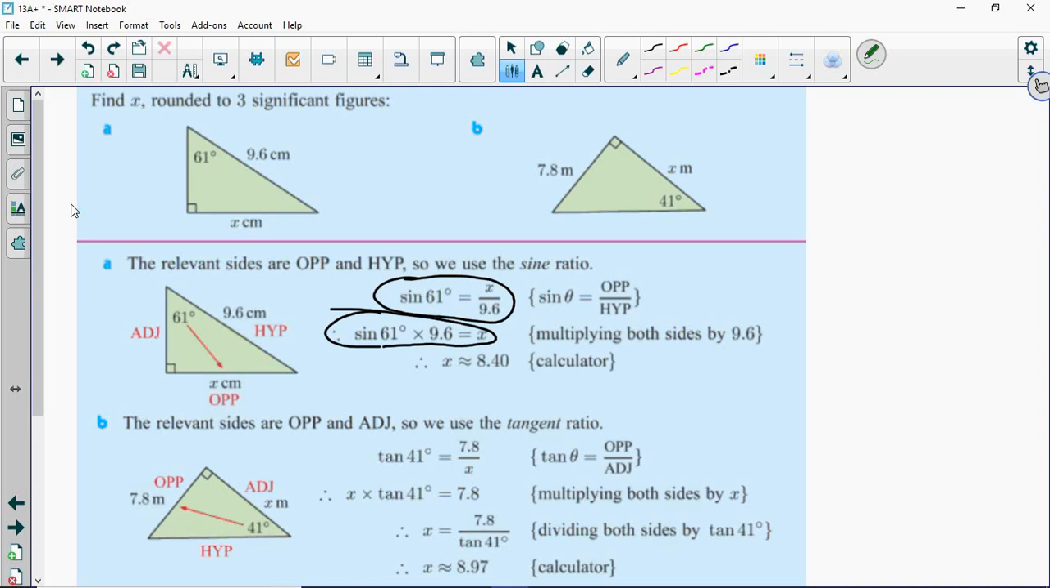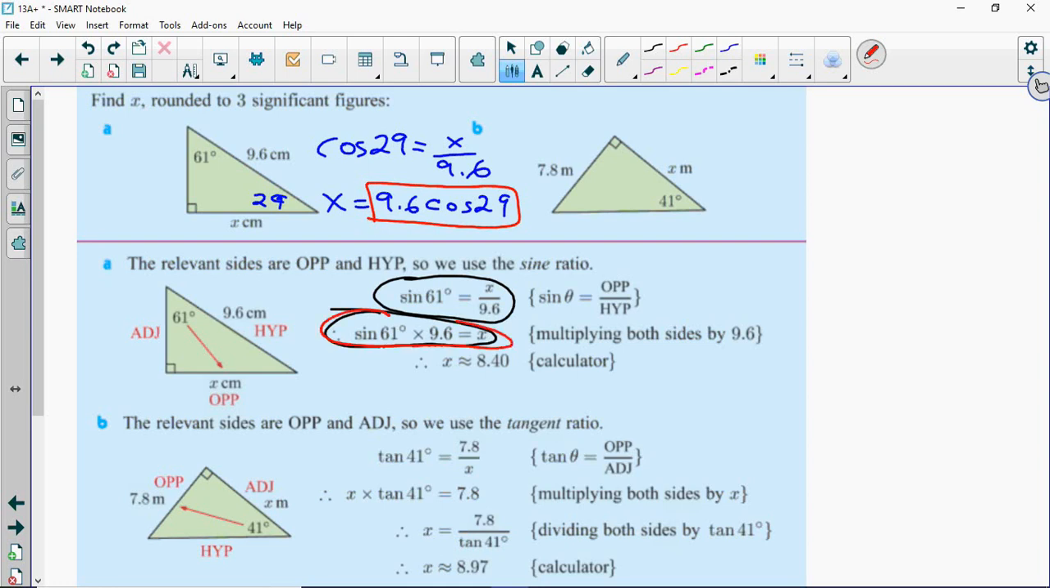2 things I do want to add before I move on. First, since we know that the 3 angles of a triangle have to add up to 180 degrees, right? We could say in this first example, that could have been 29 degrees there, right? And then instead of using sine, we could have used cosine. And if we solve that equation, we'll get, this is our answer, 9.6 times the cosine of 29 degrees. But that's the exact same thing as 9.6 times the sine of 61 degrees, as we mentioned in a previous slide.